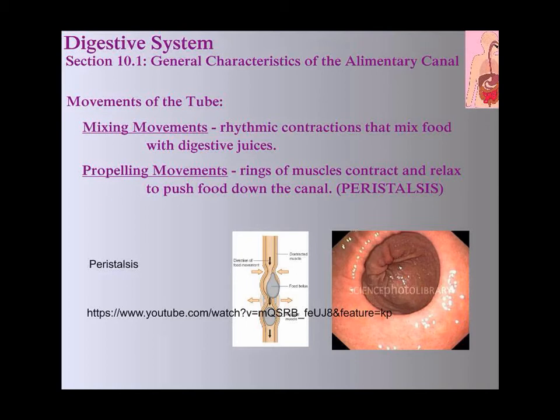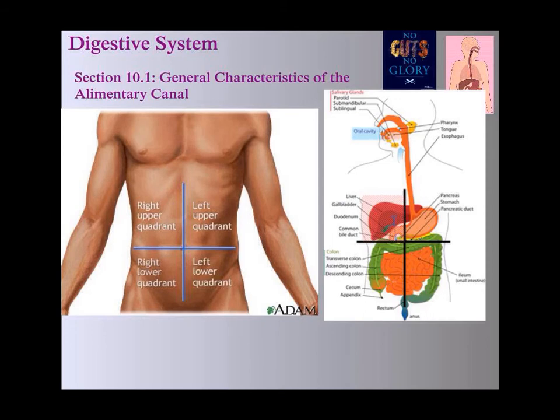Notice that it's in a ring. It's a ring of muscles that will contract. So you can really see it in this picture here, how we have relaxation, contraction, food, and it will slowly push its way down. Okay, now again, that's speaking to that muscular layer that's found within this alimentary canal, and it's responsible for pushing the food through the body.